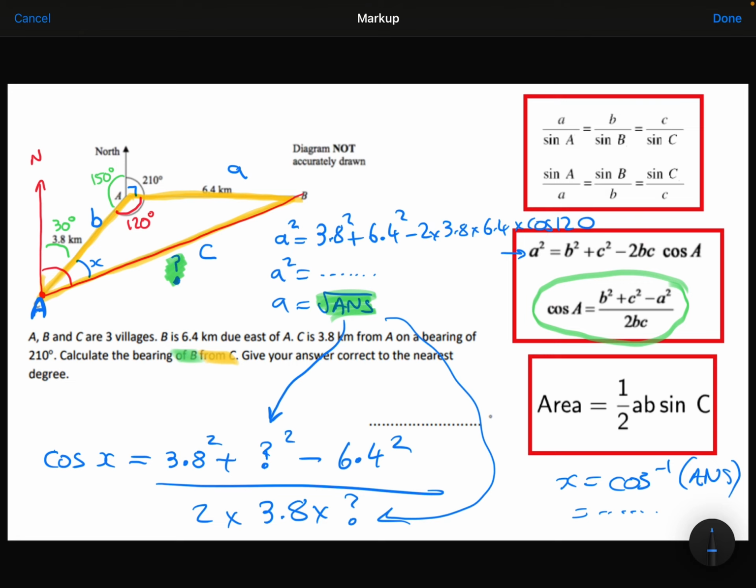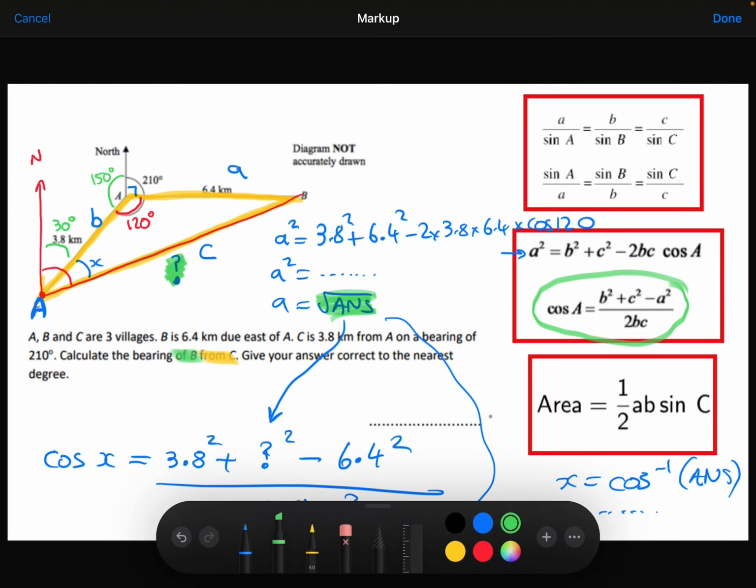Which then remember, so we've just worked out this angle here, angle X, which remember we need to add together with the 30 degrees to get the actual bearing.